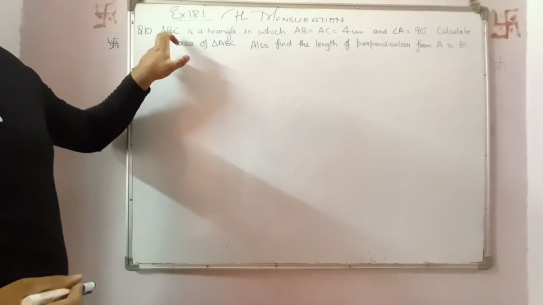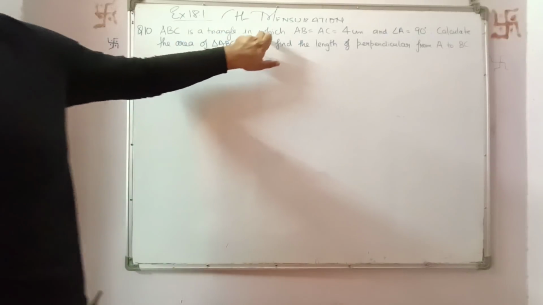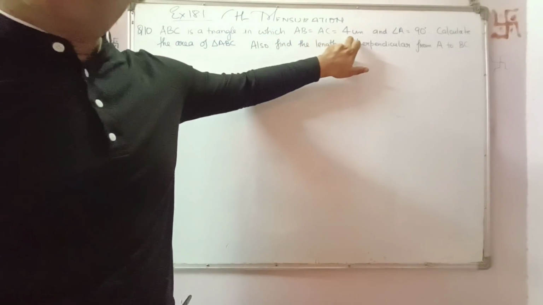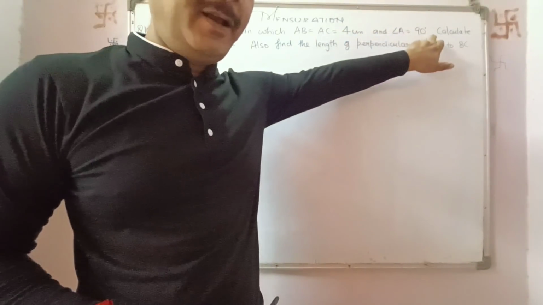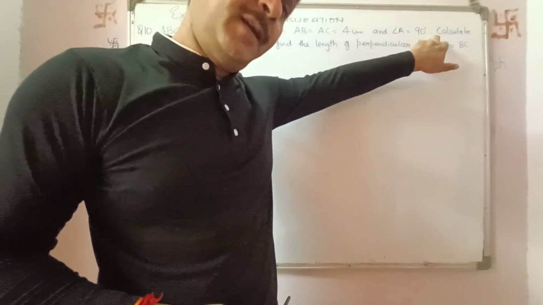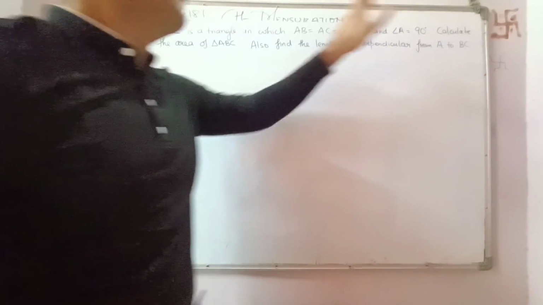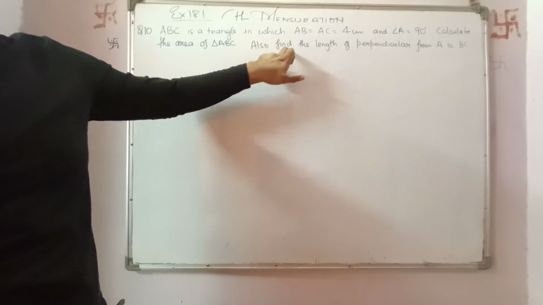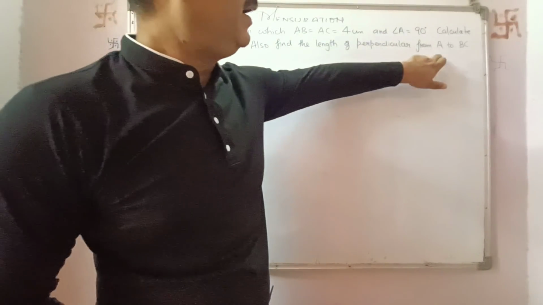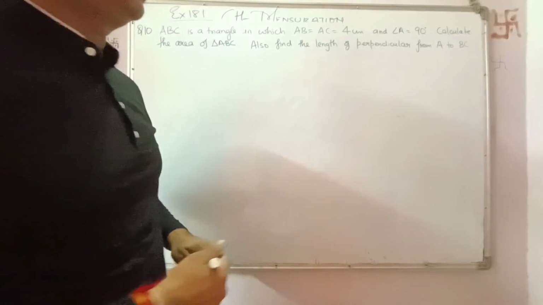Okay, this time they are saying that ABC is a triangle in which AB is equal to AC is equal to 4 centimeter. It is an isosceles triangle and angle A is 90 degree. That means it is an isosceles right angle triangle. Calculate the area of triangle ABC and also find the length of perpendicular from A to BC.